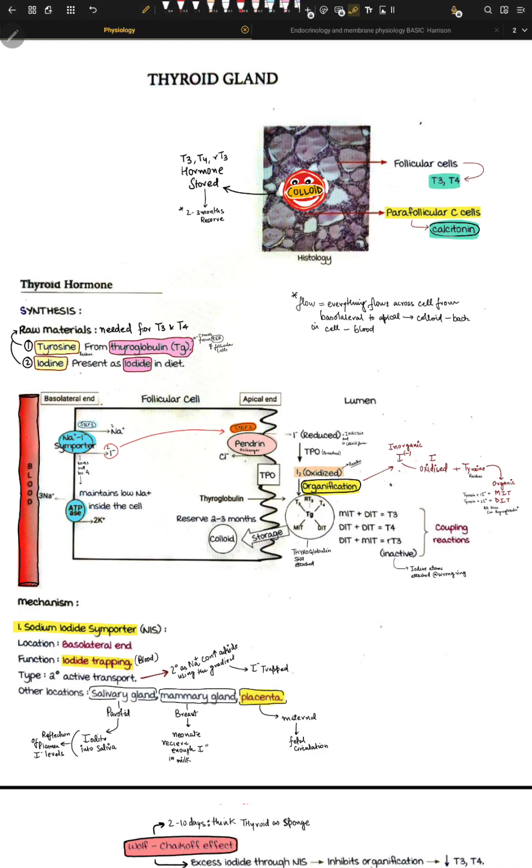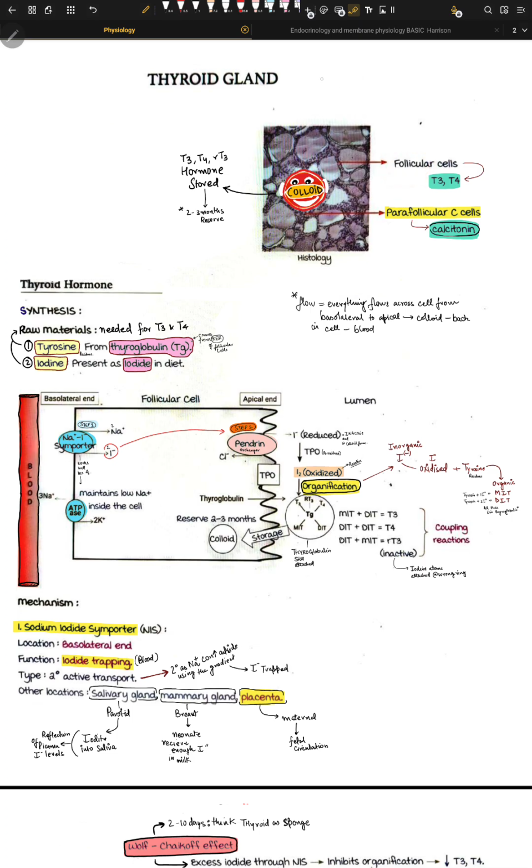The main cell that makes T3 and T4 is called the follicular cell. It's follicular because macroscopically, when you look at the cells, they look like follicles. That's why they were named follicular cells.